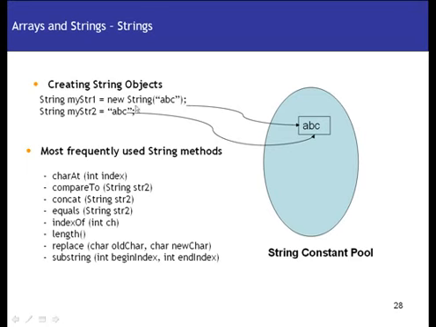But if I have both the declarations as my string 1 is equal to ABC and my string 2 is equal to ABC, what would happen is it would create only one string object on the string constant pool, and both will reference the same object on the string constant pool. So here we don't have two different objects but only one object. Okay. So that's one of the reasons why you've got separate memory allocation for strings.